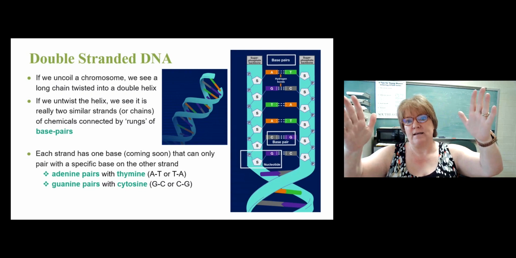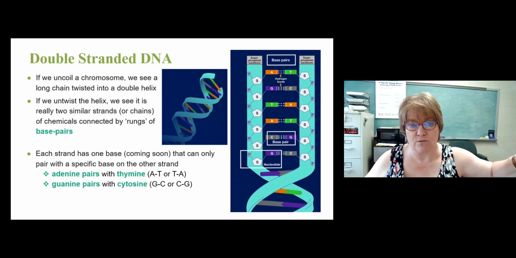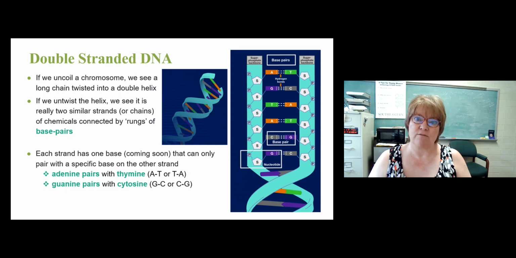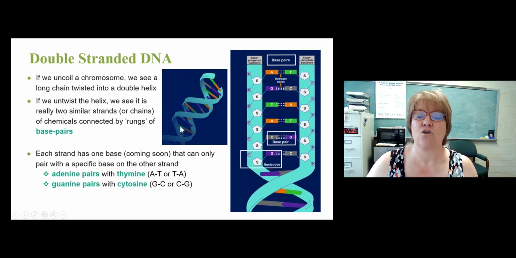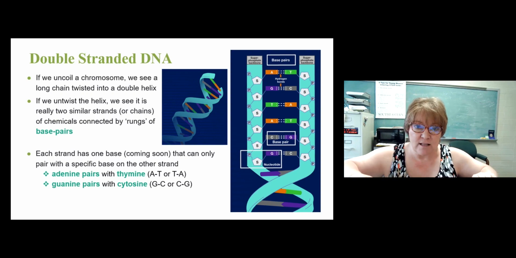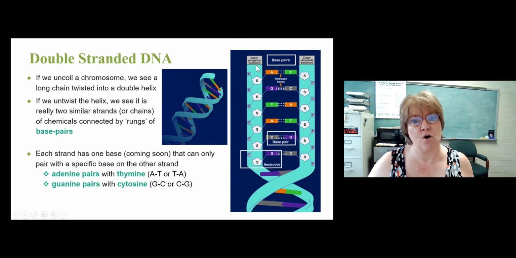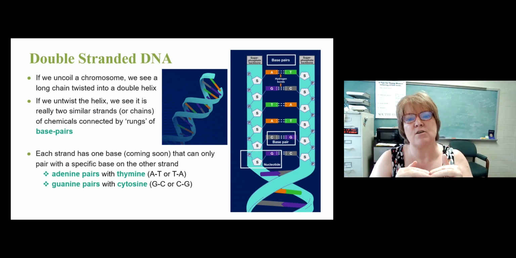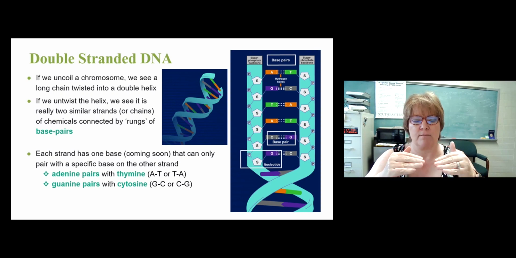So if I uncoil a chromosome, I'm going to see that it's composed of this long chain that is twisted into something called a double helix. So it naturally has a curly circling to it, and we call that a double helix. If we untwist the helix and look at it, we see that it's made up of what we call double-stranded DNA. On this left side is one strand of DNA, and on the right side is another strand, and it's kind of like a ladder. They're held together by rungs, and these rungs are nitrogenous bases that are bonded together.